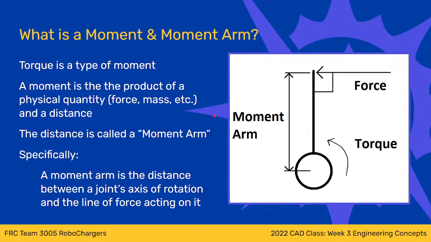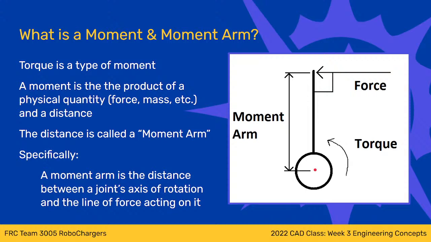In engineering, I'm trying to think if there's any other moments that are really important to be aware of, and I'm not thinking of any off the top of my head, but torque is definitely the most important one. In physics, there are others that you might need to worry about more. But when we talk about a moment, we talk about some quantity. In this case, it is force, and it's acting at a distance from a pivot.